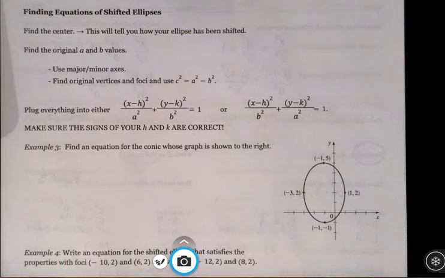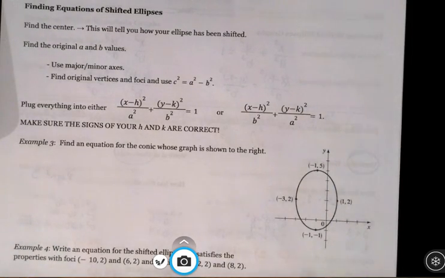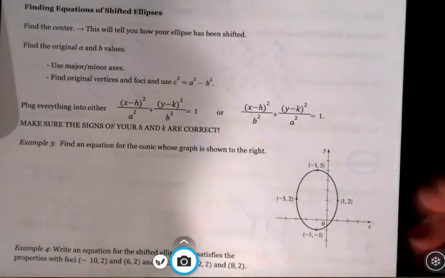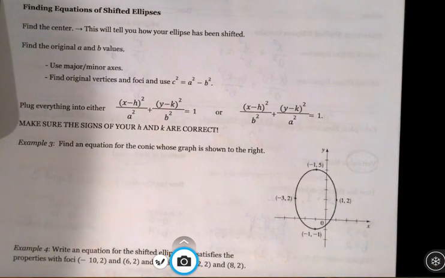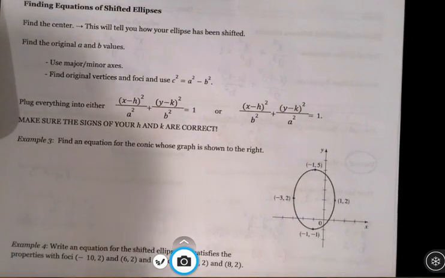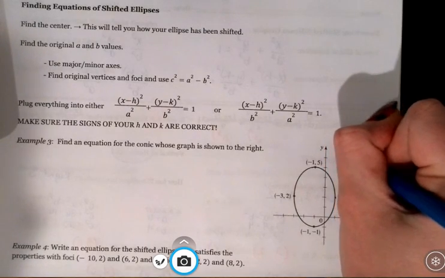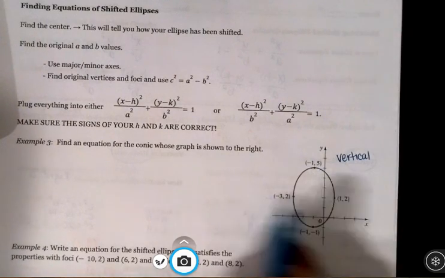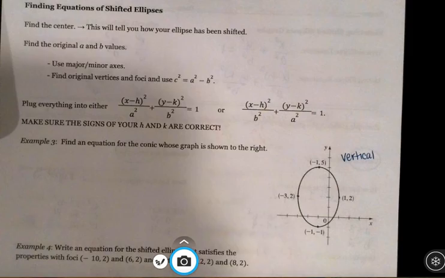So looking at example 3, it says find an equation for a conic whose graph is shown to the right. I love that there's a graph here because it makes it a lot easier, and I'll show you why. Since I have the dots for my vertices and co-vertices, I'm going to draw in my major and minor axis. I can tell just by looking at this that it's vertical because it is longer up and down. Horizontal would be longer side to side. So this is vertical, which means my major axis is also vertical.